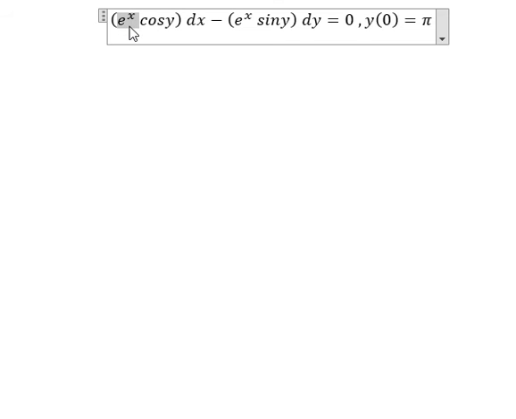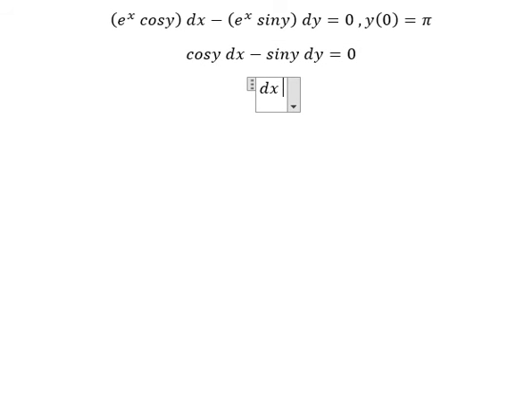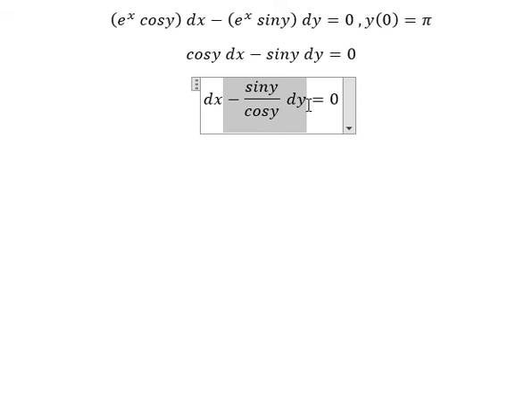We have e to the power of x. We simplify both sides. So we have cosine y dx minus sine y dy. Next, we divide both sides by cosine y. Next, we move this one to the right.